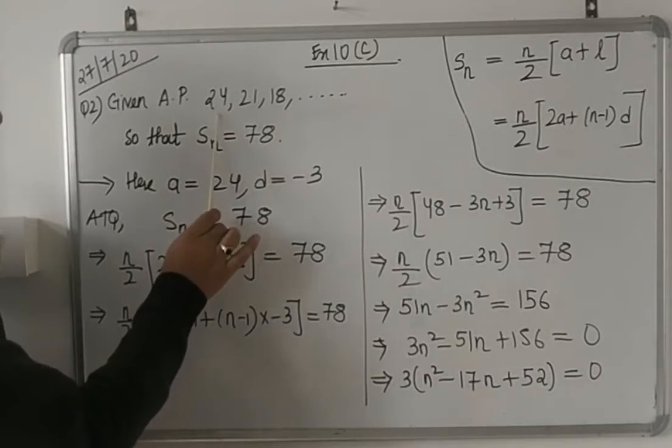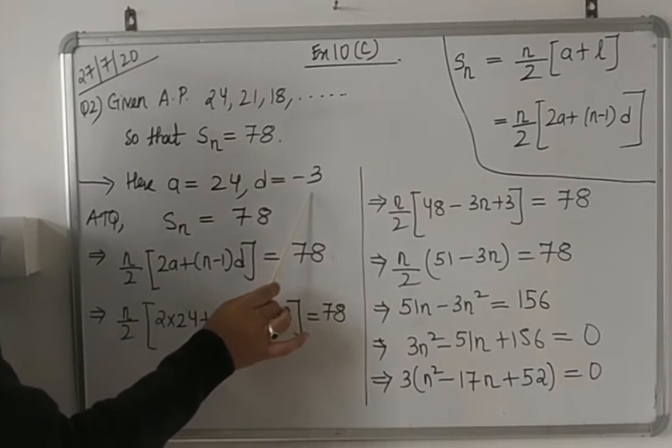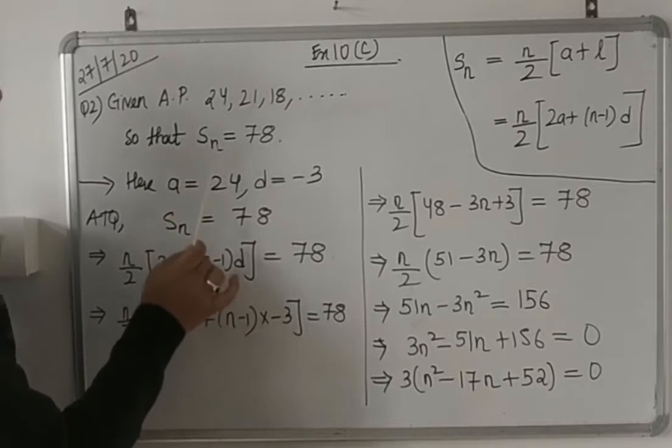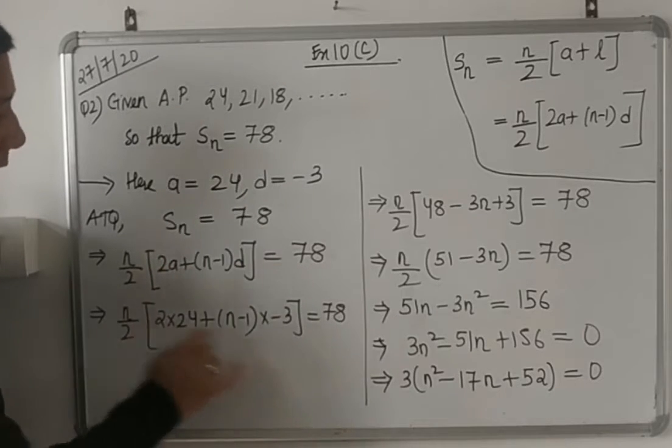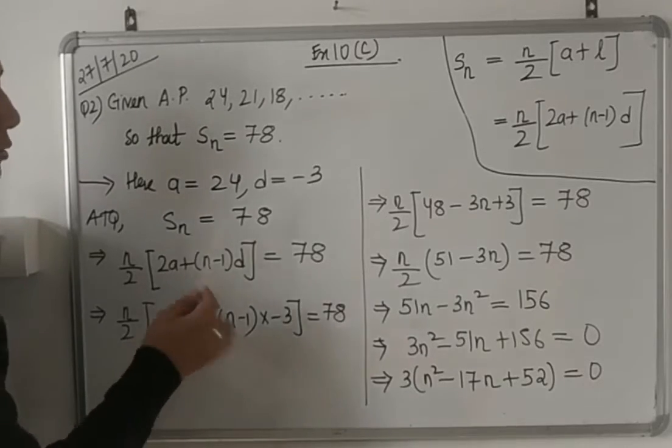24 and the common difference is minus 3. So these two things, and also Sn equals 78. So I'm going line by line, okay? Sn equals 78. Now Sn equals 78, so which formula to use?